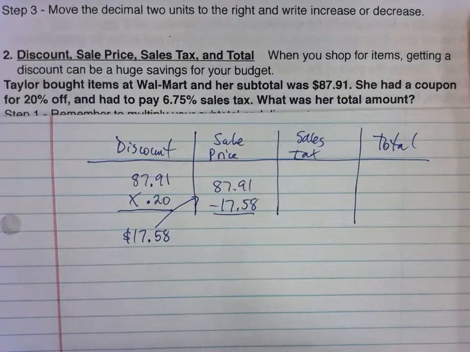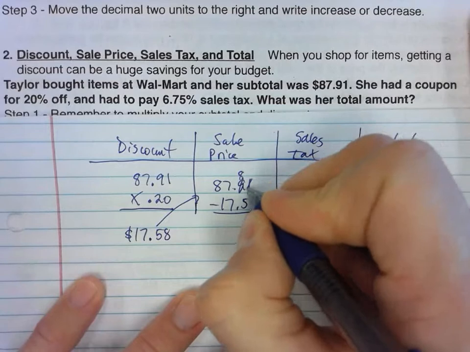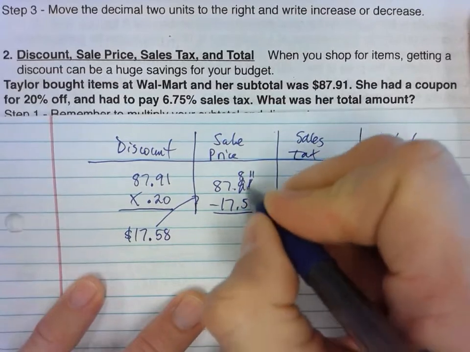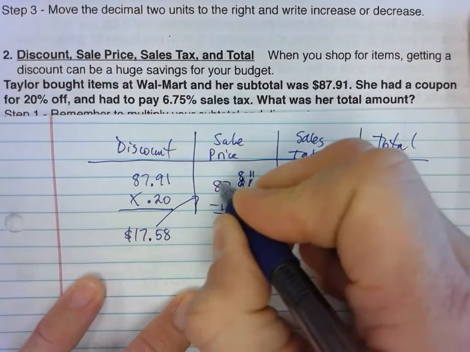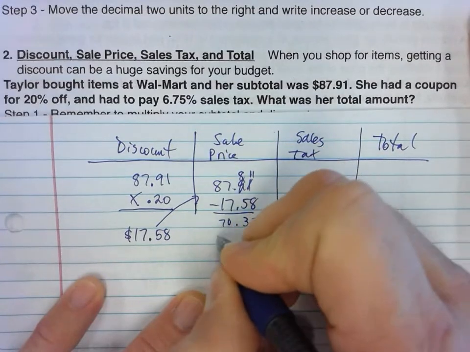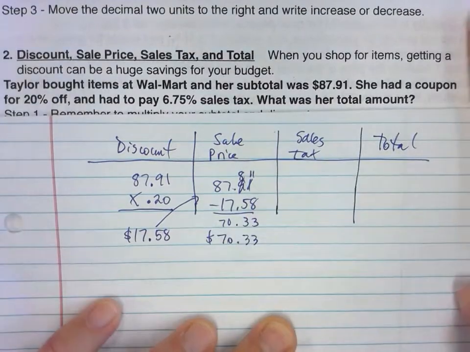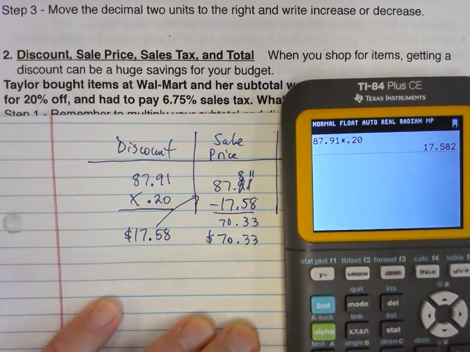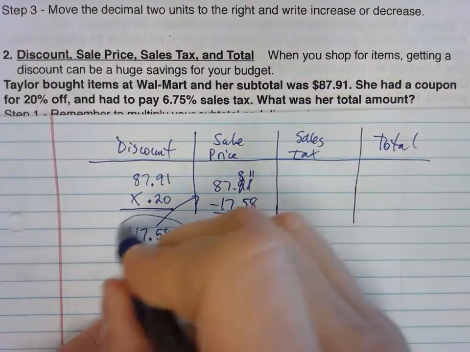$87.91 minus $17.58. Hopefully we'll just do this one by hand. That would become 11 minus 8 is 3, 8 minus 5 is 3, 7 minus 7 is 0, 8 minus 1 is 7. So hopefully that would be $70.33. I'll just check it real fast to make sure I did it right. $87.91 minus $17.58, $70.33. Okay, so now we've got our discount here.